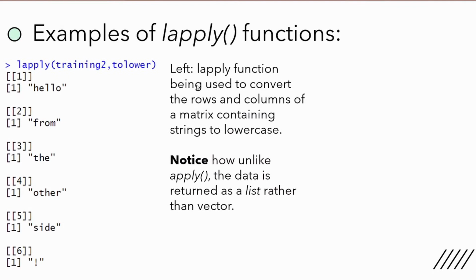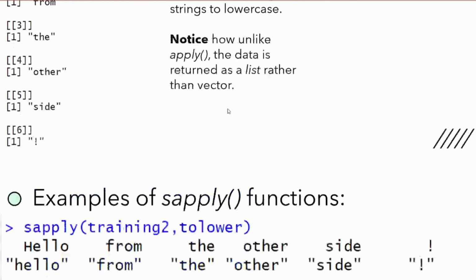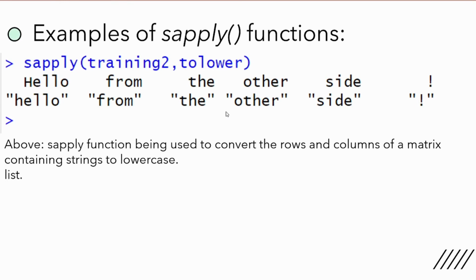Similarly to apply, we have list apply, or lapply. In this case, we see that when we did the same thing to training2, it returned it as a list. So apart from the data type that is returned, there's pretty much similar functionality there. For sapply, similarly, it returns it as a vector. I think it's kind of self-explanatory once you get the rough gist of what apply does. Extending it to different cases and the other types of apply is also kind of simple.